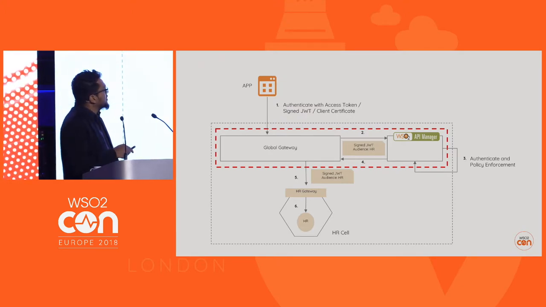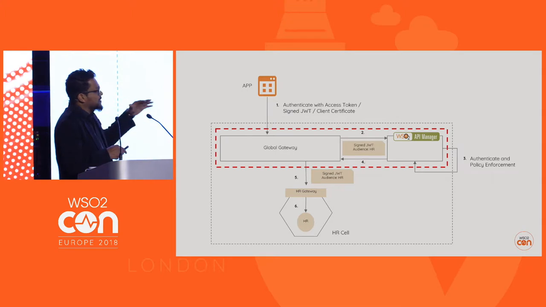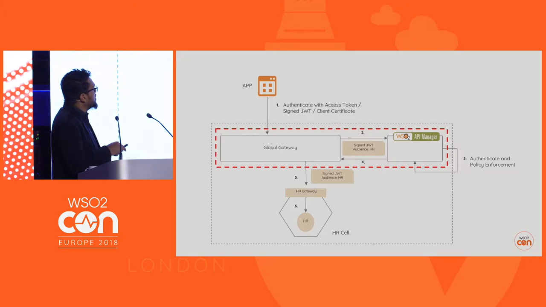So audience basically defines the server roles that have to accept that particular token. In order for this cell to accept this particular token, the proper audience has to be set. So if the audience is HR, it will let this call go through. If the audience is not HR, it will simply get rejected at this level, right?